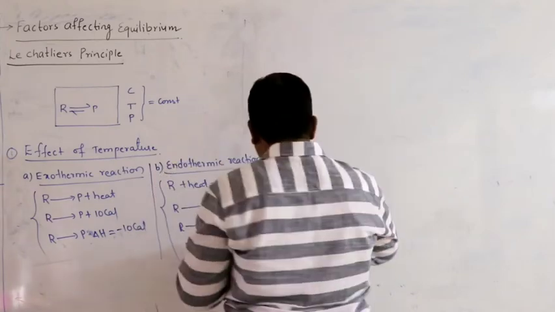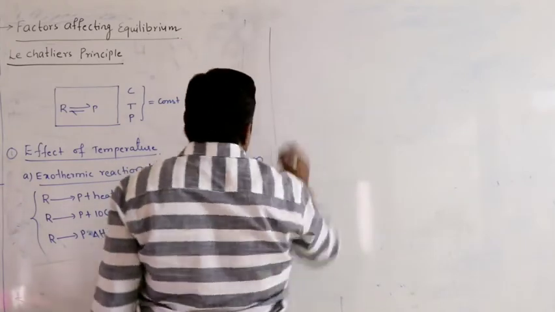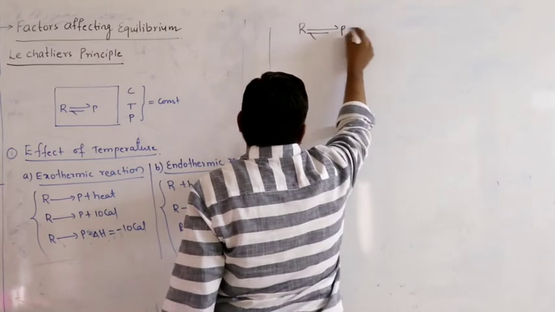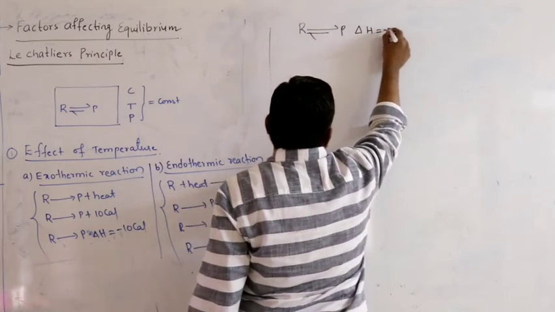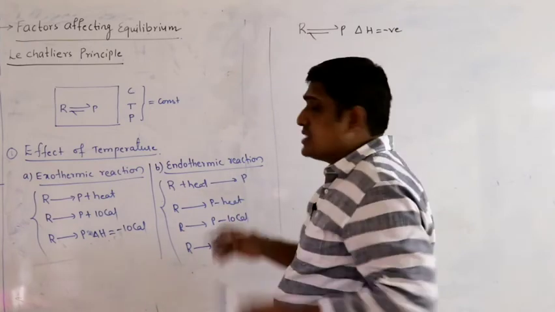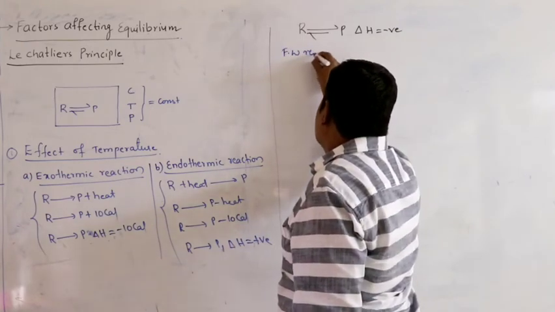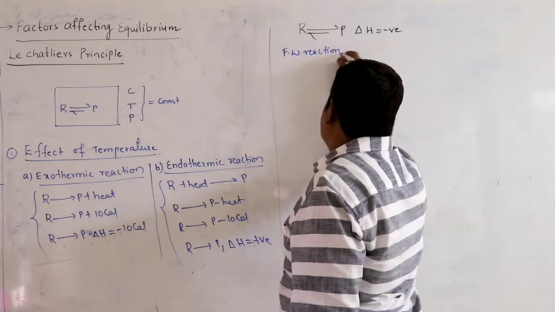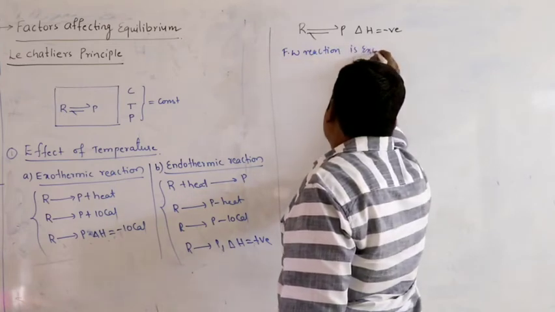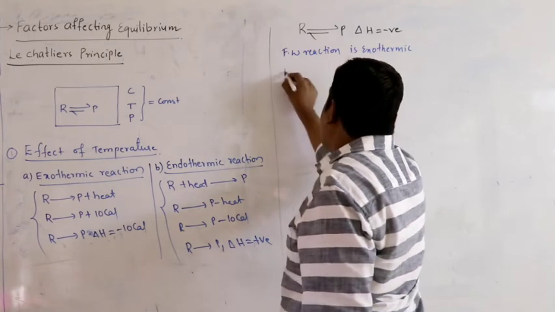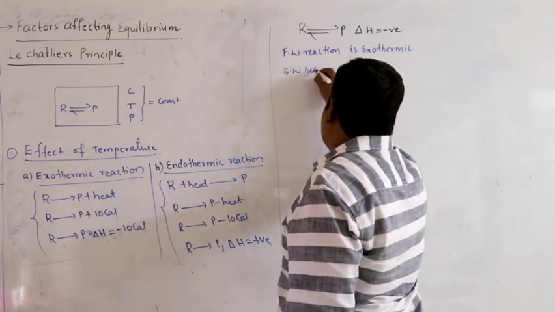But we are studying reversible reactions. Suppose I consider this reaction, say delta H negative. Delta H negative means the forward reaction is exothermic, and the backward reaction will be endothermic.